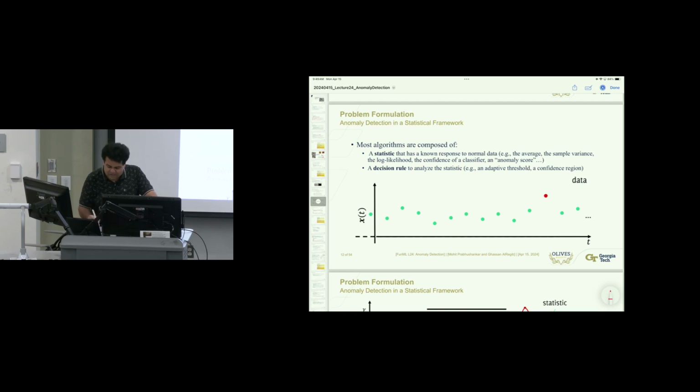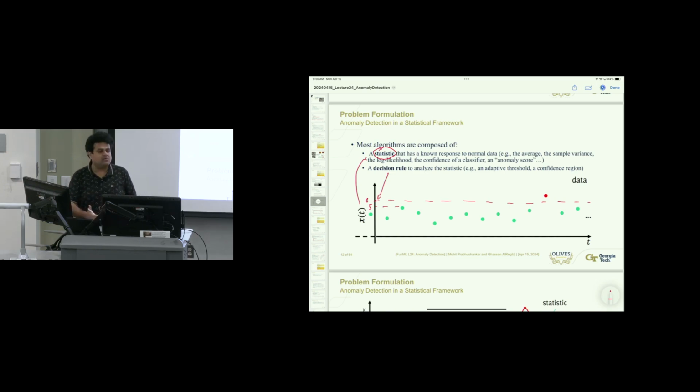I say that if x of t, let's say the highest point is this, let me call this 5, let this be 6. If I say that any data point that exists above 6 is anomalous, then that is a rule that I'm considering. In that case, the statistic I'm using is x of t, and the decision rule that I'm using is 6. So anything that is greater than 6, which is my decision rule, and x of t is the statistic that I'll be using in order to say if something is anomalous or not.